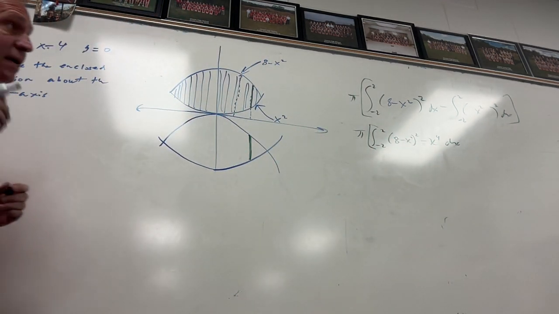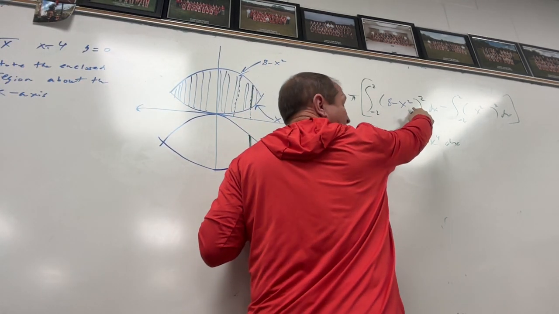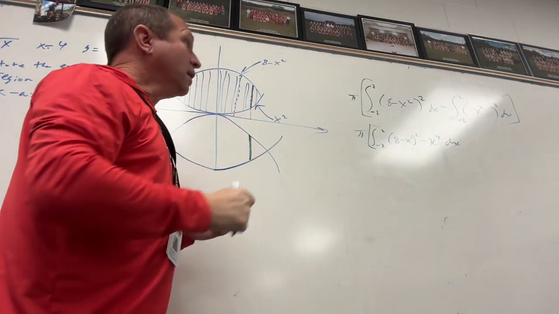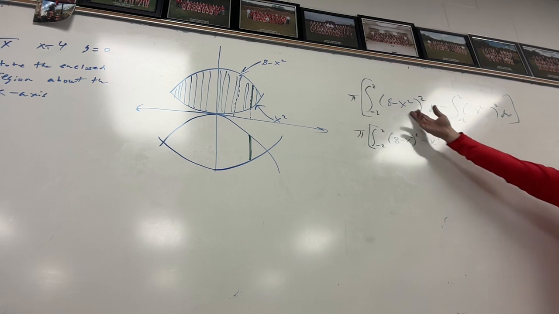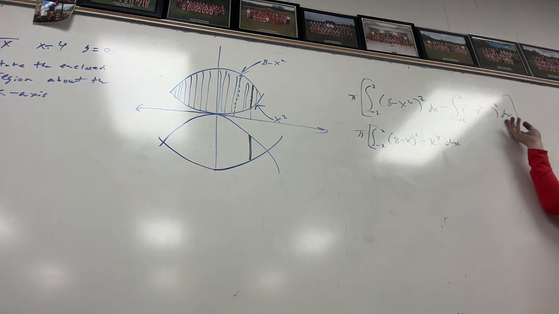But the important thing here is that you don't say that this is 8 minus x squared in here. Because you'd wind up squaring the wrong thing. You have to do it as the area of the outer circle minus the area of the inner circle. Does that make sense? Yes. All right.